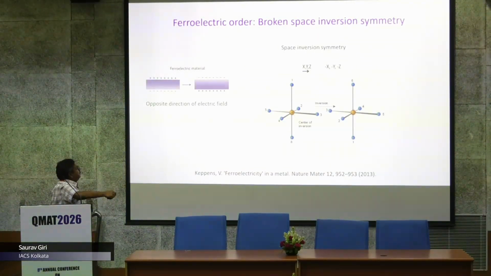I will give you a simple example. Let us consider the numbers 1 to 6 in this way, and now if you apply the inversion operator, as you know, the inversion operator operates only on a point. If you operate on the origin, basically the numbers will exchange. So x, y, z will become minus x, minus y, minus z, and if the object becomes the same, it is centrosymmetric, but if it is not, then it is non-centrosymmetric, or we can say that space inversion symmetry is broken.